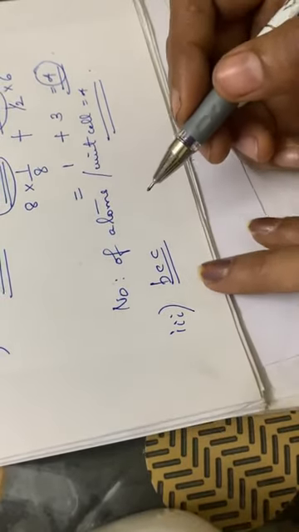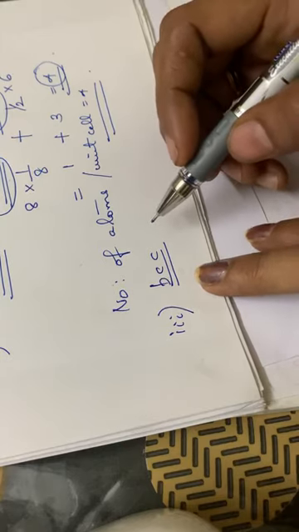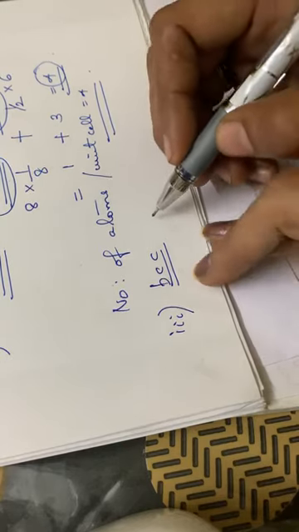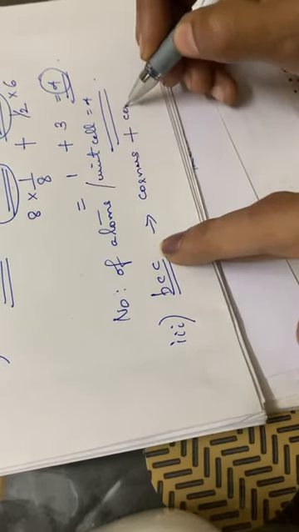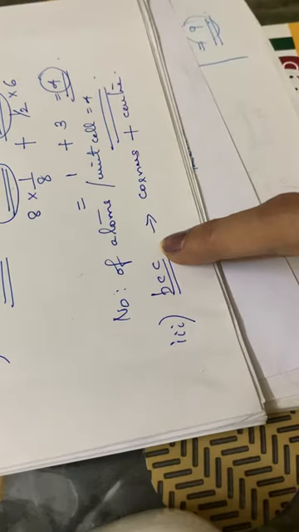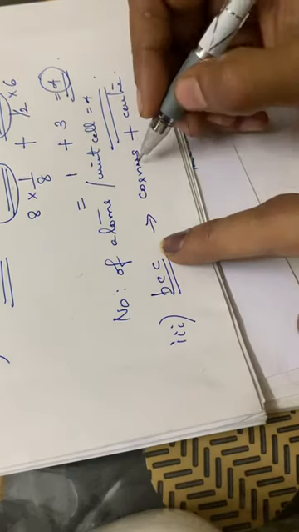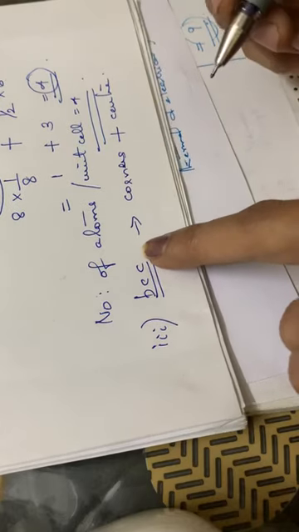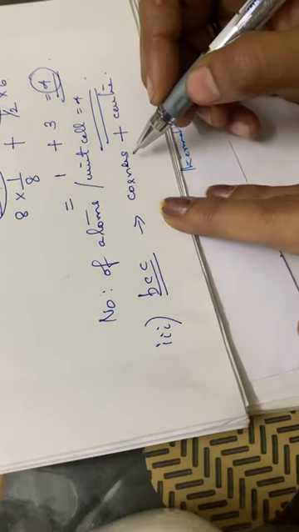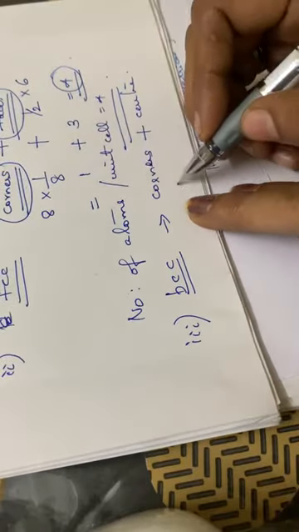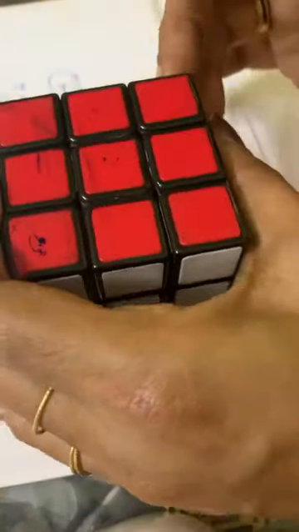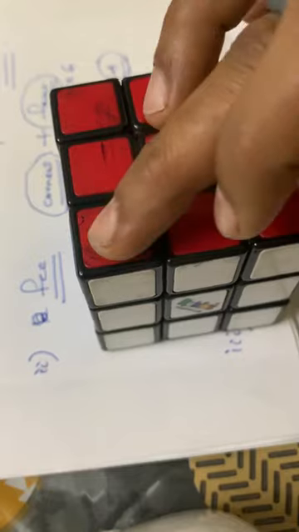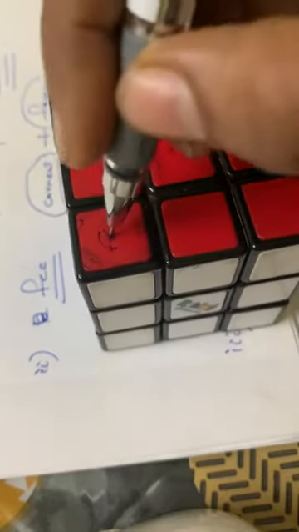Body-centered cubic lattice. See here, the contribution for the body-centered cubic system is from the corners and also from the center of the crystal. Okay, the contribution is from the corners as well as from the center. So from the corners, we had already seen the contribution will be 8 into 1 by 8, plus the center. See, the center of the unit cell means inside this particular unit cell.